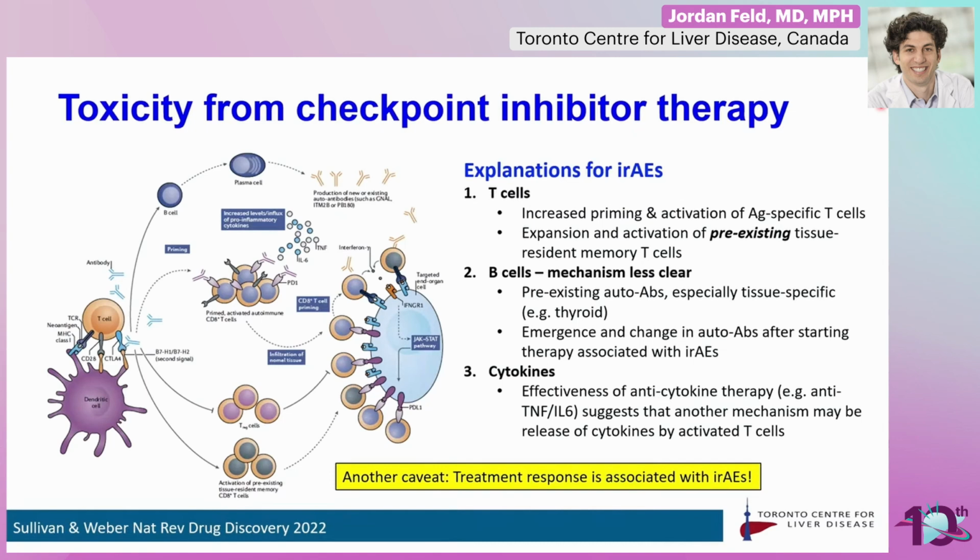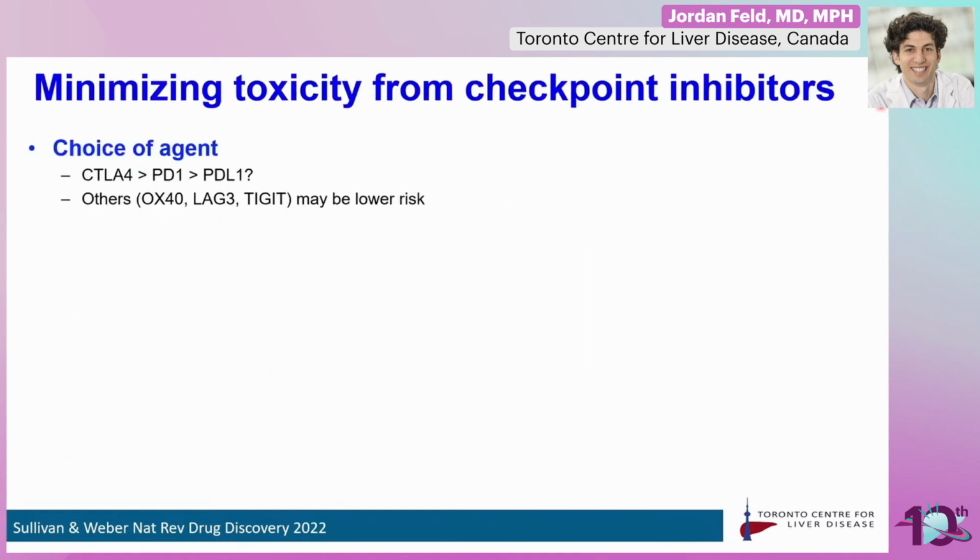But one of the challenges for this whole field is that in cancer, it's very clear that immune-related adverse events are associated with better response and actually better clinical response on the cancer front and overall actually improved survival. So that's a challenge for us because we don't want to see immune-related adverse events, but if that is really the biomarker for efficacy, then it's really a tight balancing act for us. So how can you try to minimize toxicity from this?